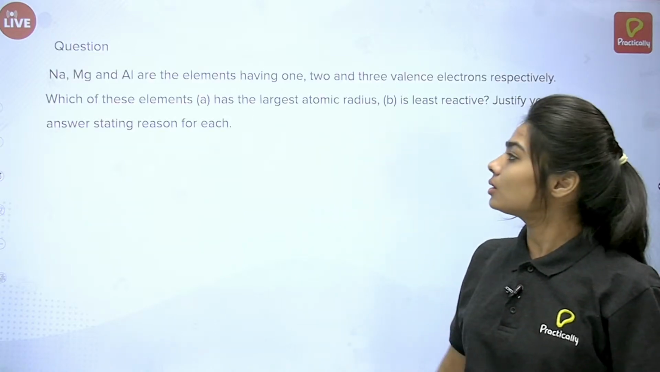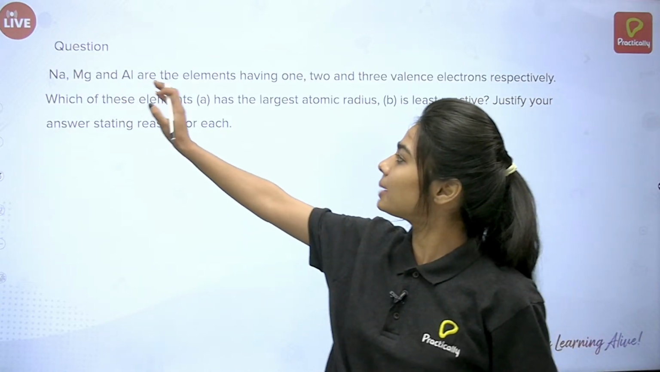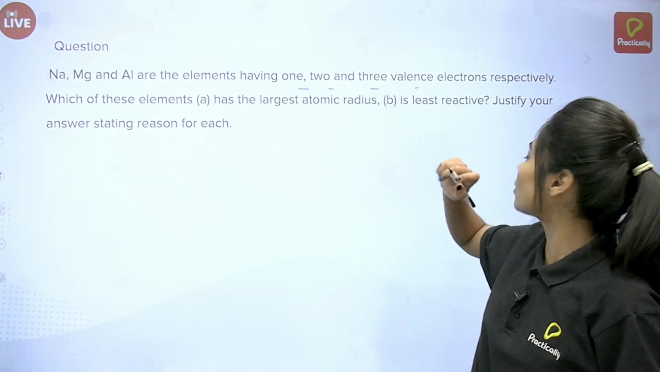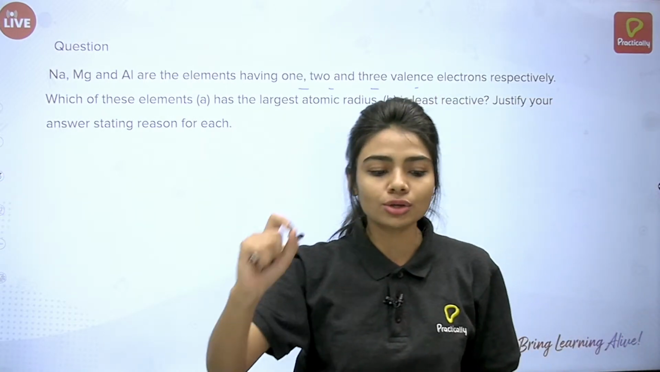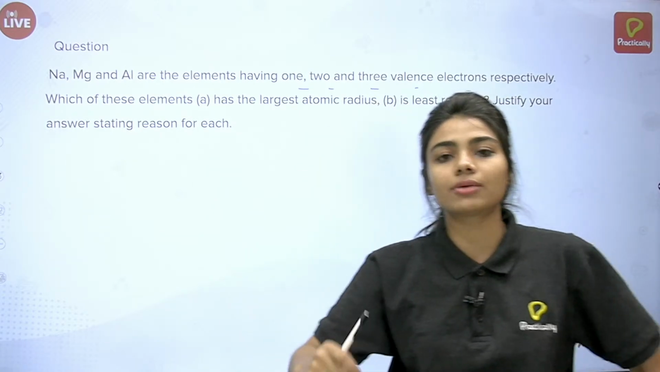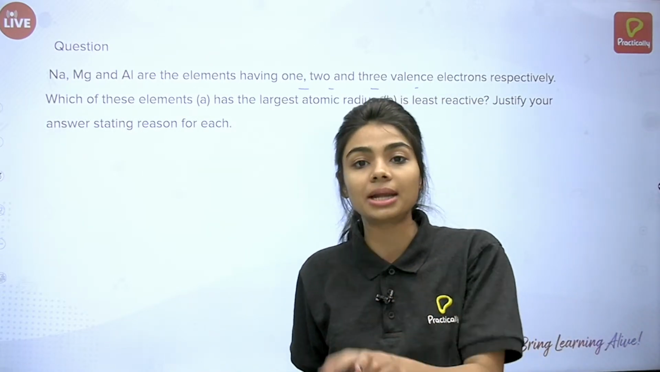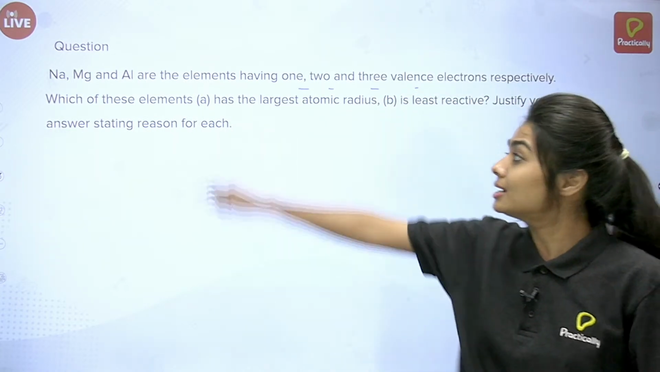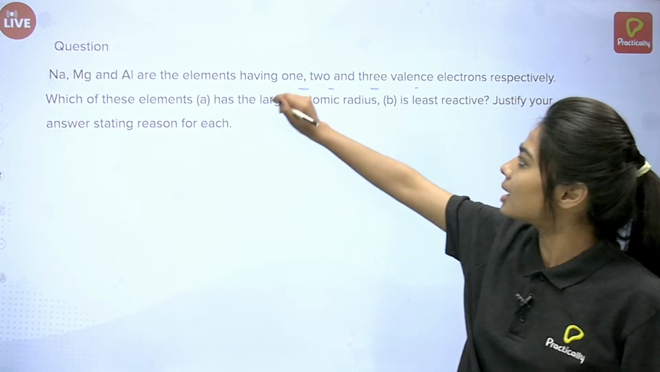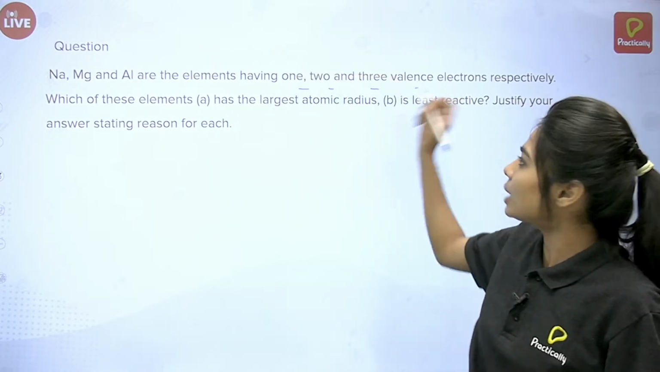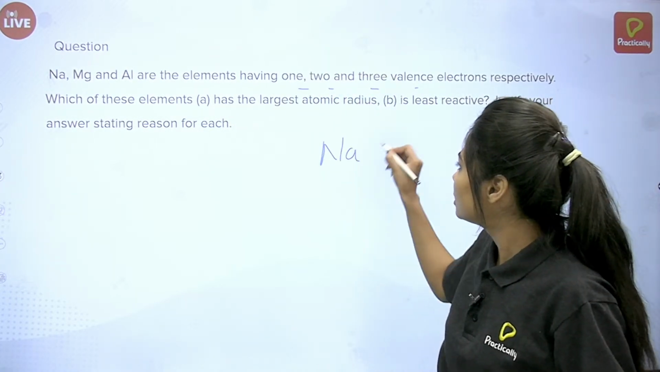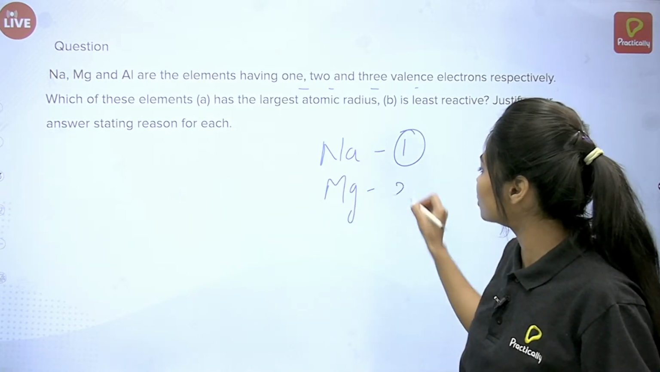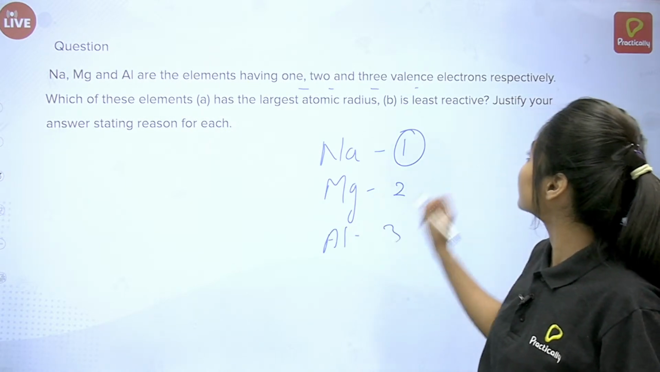Okay, so the first question is: sodium, magnesium and aluminum are the elements having 1, 2 and 3 valence electrons respectively. Now I want you to write your answers in the comment box so that I get to know you are preparing very well for your term 2 exams. Sodium, magnesium and aluminum have 1, 2 and 3 valence electrons. That's correct.